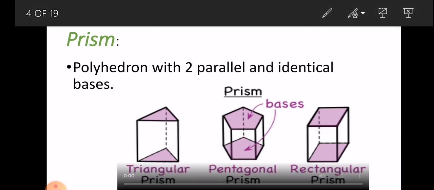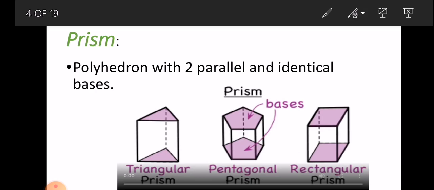Then we have prism. What does prism mean? A prism is a polyhedron. What does it mean that it's a polyhedron? It means it's a solid figure with straight sides. Okay, but we have an additional part to it: the two bases are parallel and identical. They are parallel and identical.